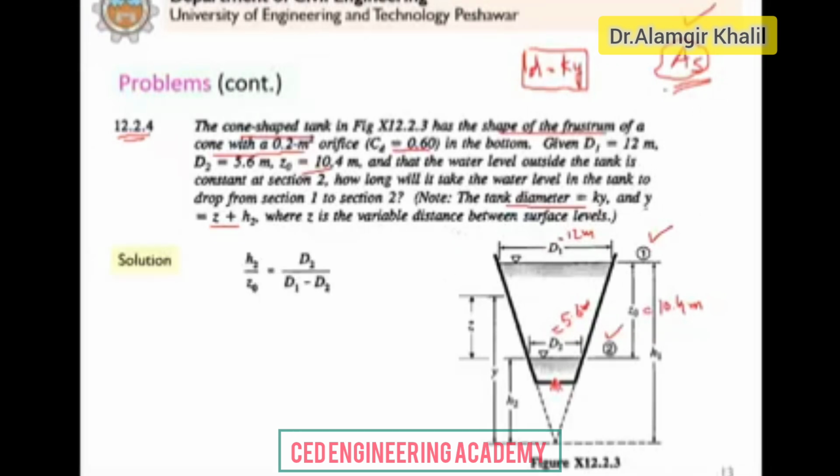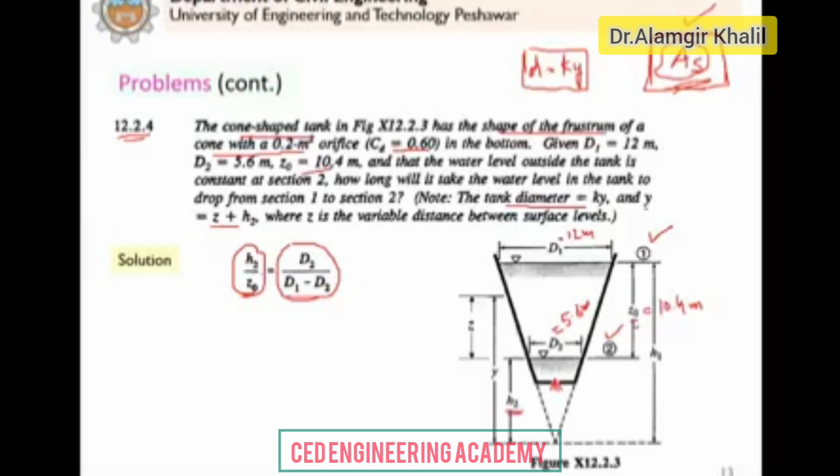There are actually two approaches. I will teach you two approaches, how you can follow, up to you, which one you easily understand and easy for you, convenient for you, you can follow and solve the problem. So the first approach is that you can see that we can compare these similarity triangles that can form here. So H2 divided by Z0 is equal to D2 minus 0, but 0 not written, D2 divided by D1 minus D2. It says that this ratio is same as this ratio. This is how it is written. Left hand side is equal to the right hand side.